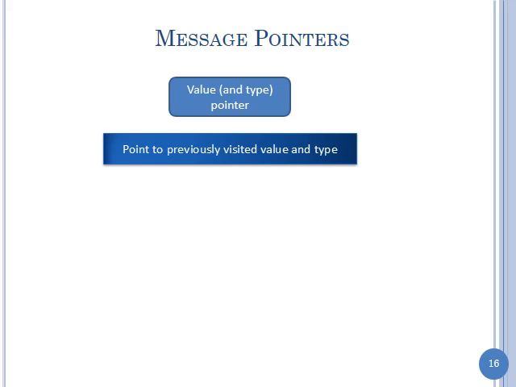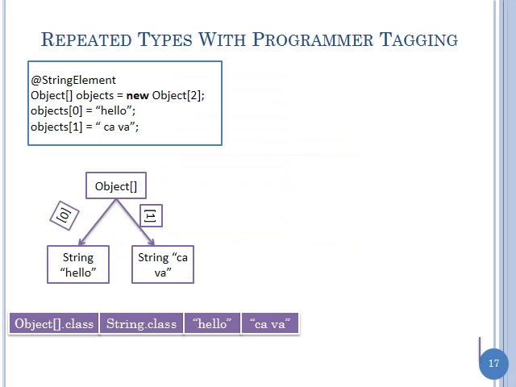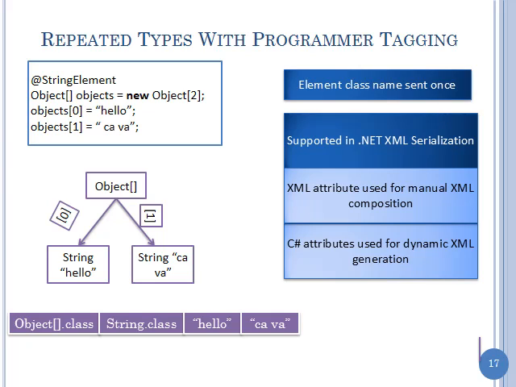So I ultimately went to something inefficient. Okay, so you can point to the previously visited value, and you can point to the previously visited type. And so here we have repeated types, and I'm just telling you that it's used in all kinds of things.